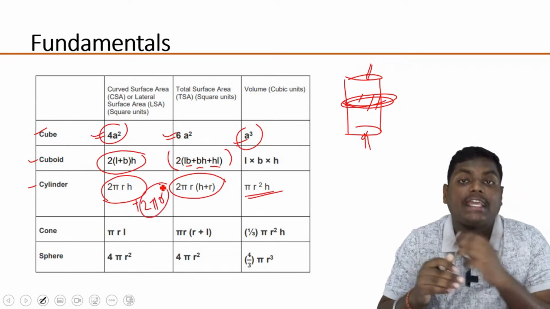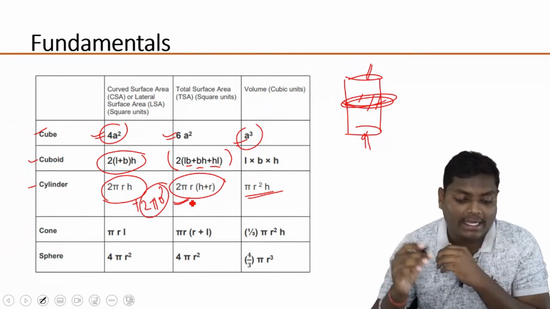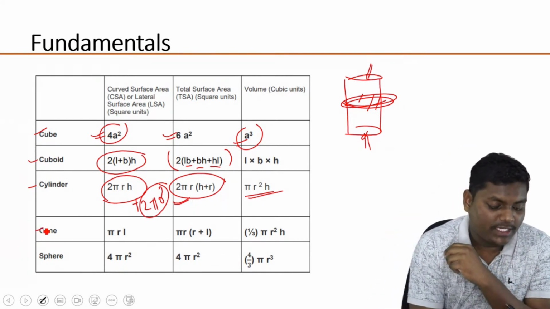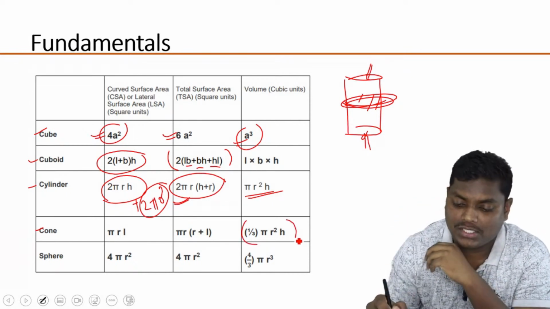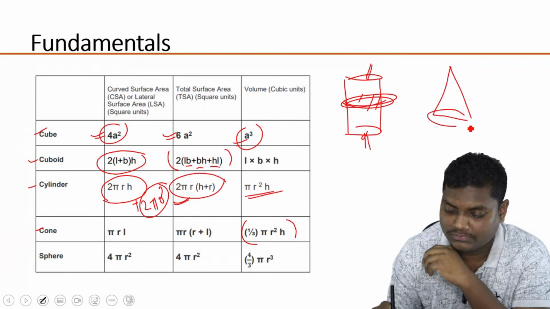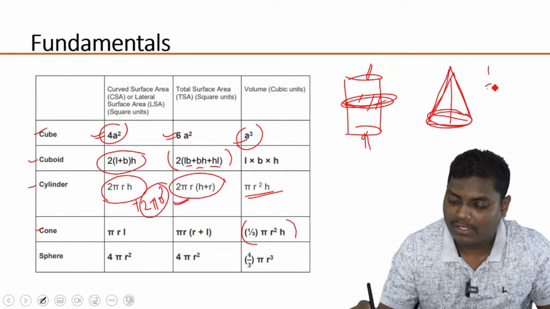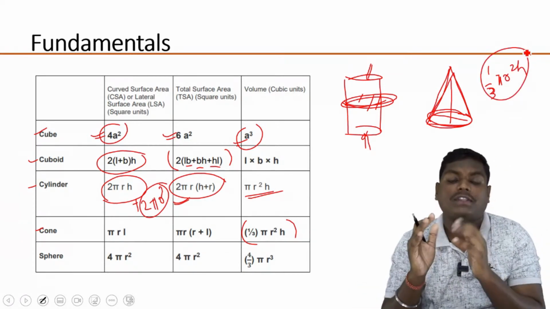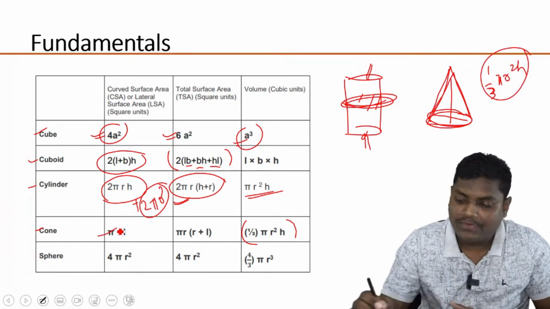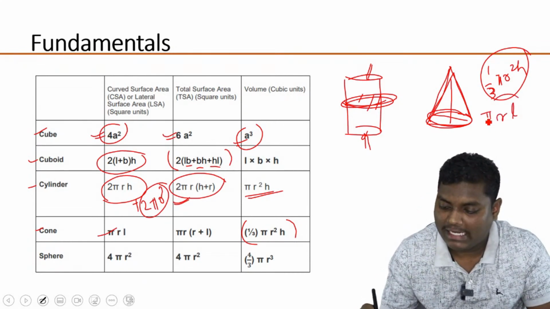As we know, the area of a circle is pi r square. So if we add it, the formula that we'll get is 2 pi r into h plus r. Similarly, for a cone, now this is a right angled cone. The volume is given by 1 upon 3 pi r square h, and the curved surface area, the slanting surface area, is given by pi r l, where l is the slant height.